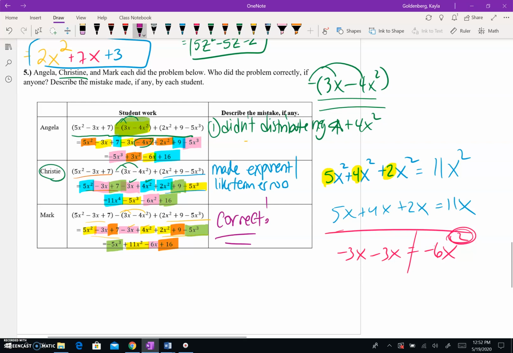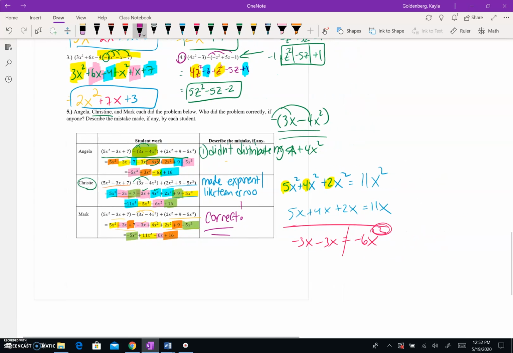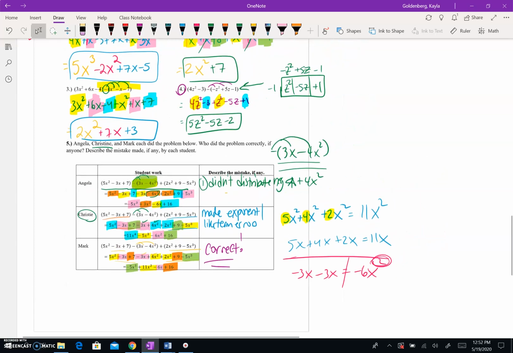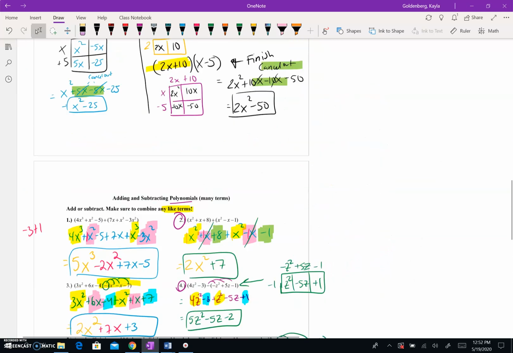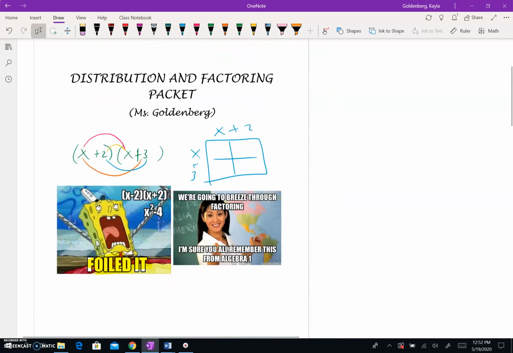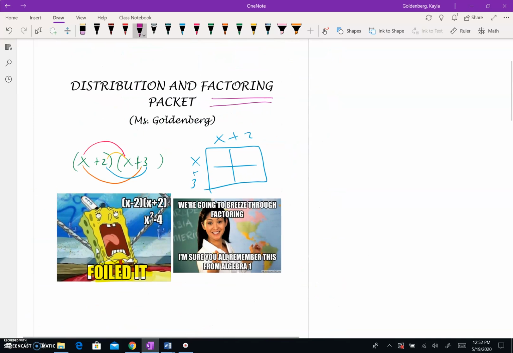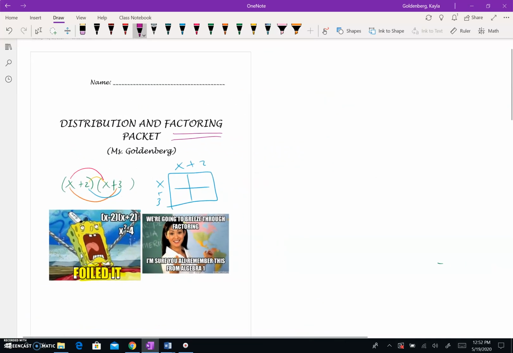Okay, and that is it for today. So today was just practicing distribution as well as a little bit of like term work just to make sure you guys are feeling good with combining like terms together. And tomorrow is going to be the first day of moving on to factoring. Okay, so we just want to make sure we're feeling good on distribution before we move on. I'll see you guys tomorrow.